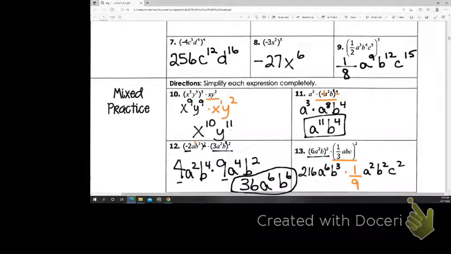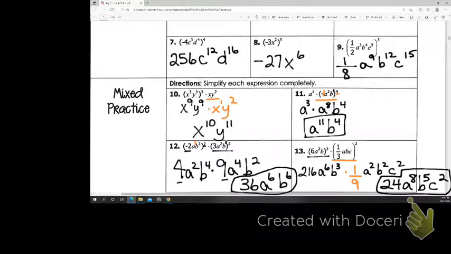So 1/9. So we're going to do 216 divided by 9. I think that's 24. Yeah, I feel good about that. 24. And then a, add my exponents. 6 plus 2 is 8. B, 3 plus 2 is 5. And c, nothing plus 2 is still 2. So c is still part of it because they don't have to be like terms to multiply.